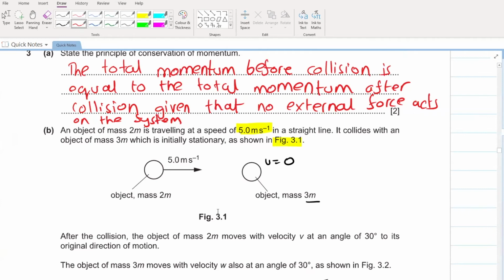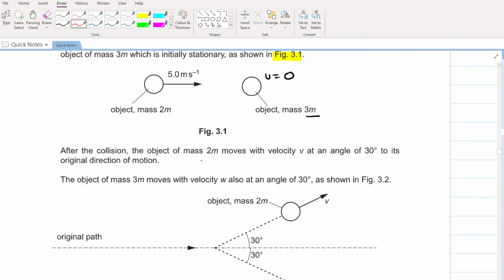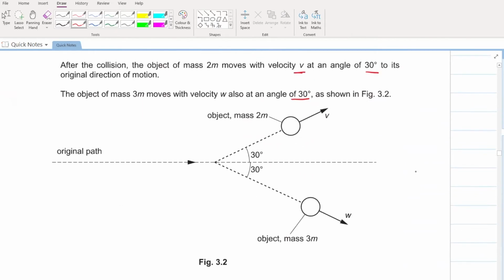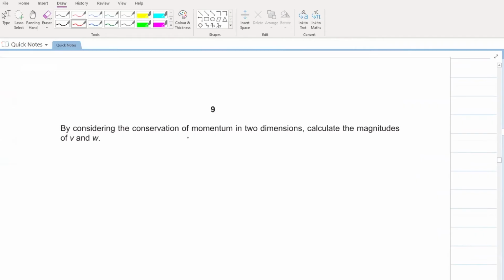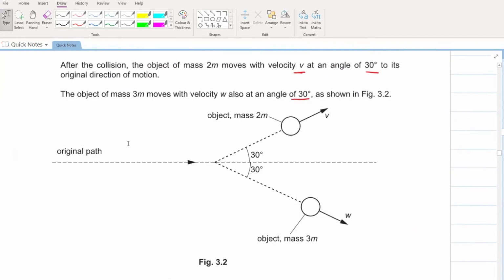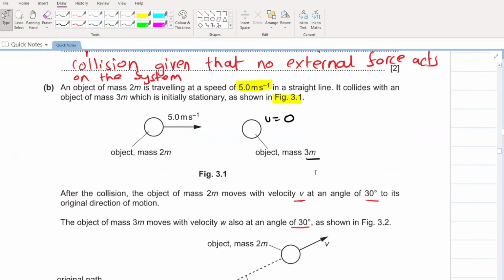After the collision, the mass of 2m moves with a velocity v at an angle of 30 degrees to its original direction of motion. The object of mass 3m moves with velocity w at an angle of 30 degrees as shown in figure 3.2. By considering the conservation of momentum in two dimensions, calculate the magnitude of v and w.